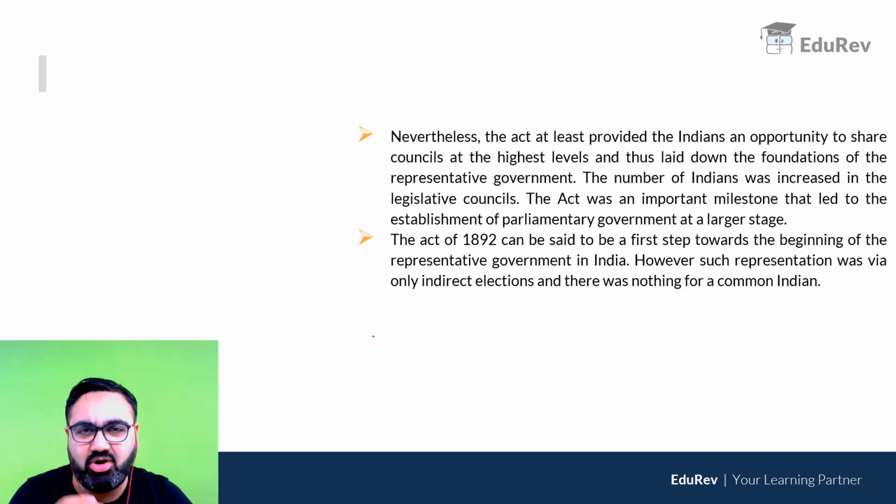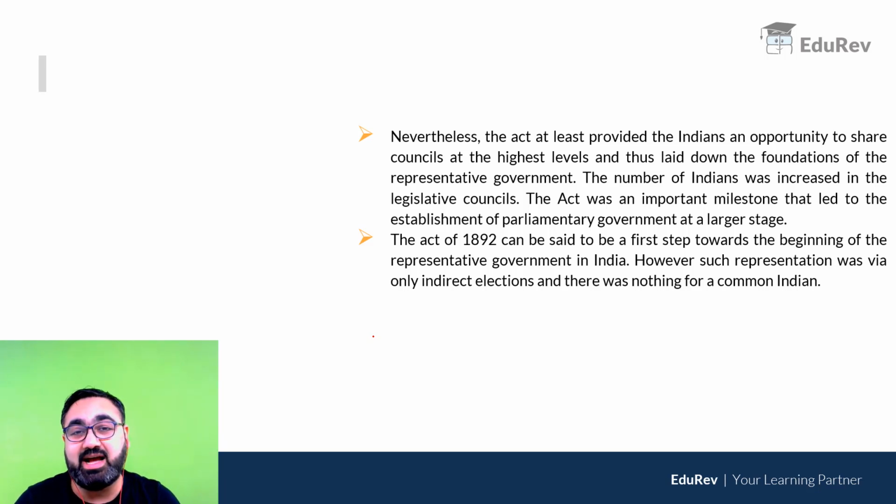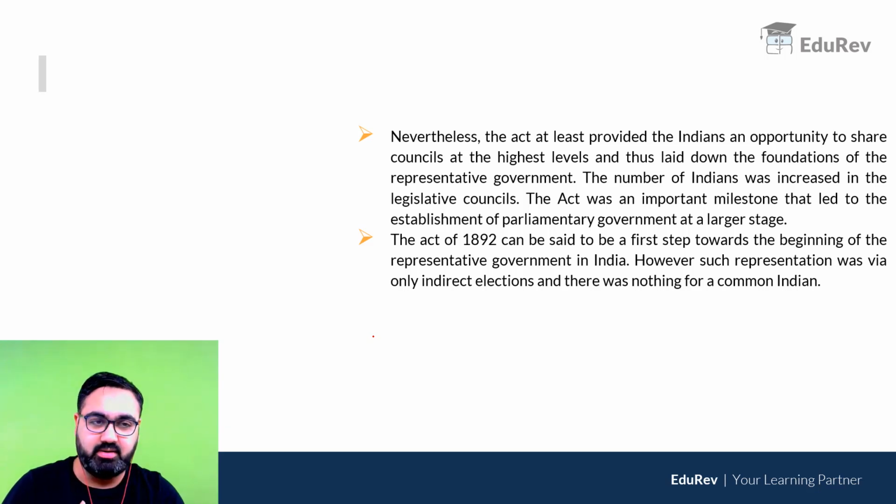Although, as I said, the representation given to Indians was just in the name, nonetheless, at least there was a provision that Indians may be in the legislative council, and the number of Indians in the legislative council was increasing very, very gradually. Thus, 1892 can be said as the very first step of having representative government in India. Representative government as in the Indians would be running the government.